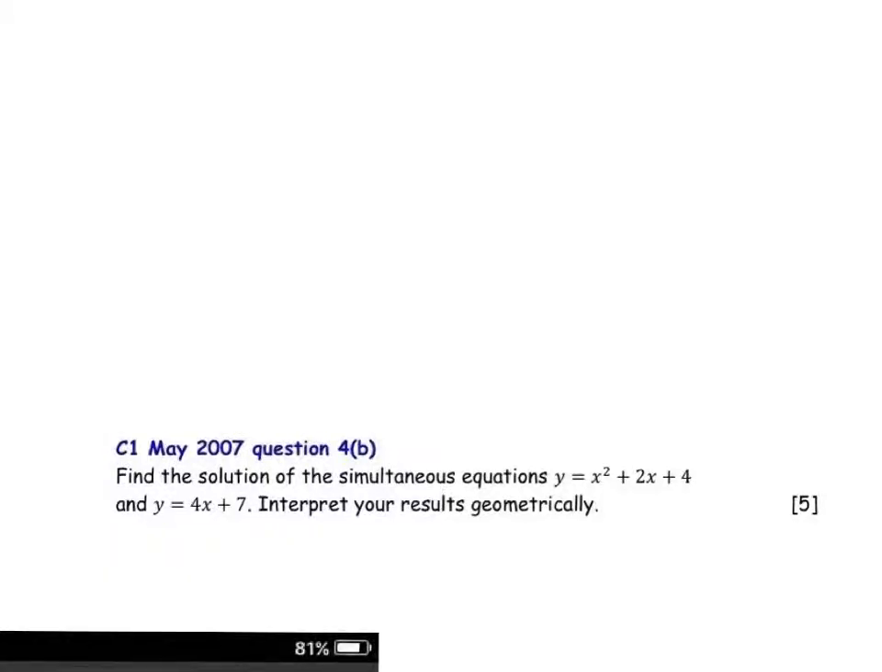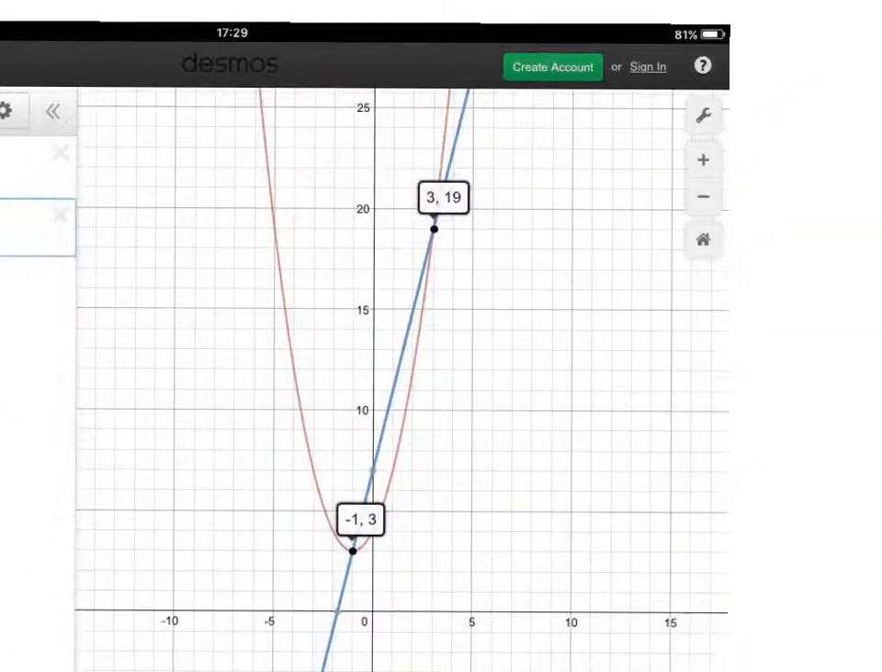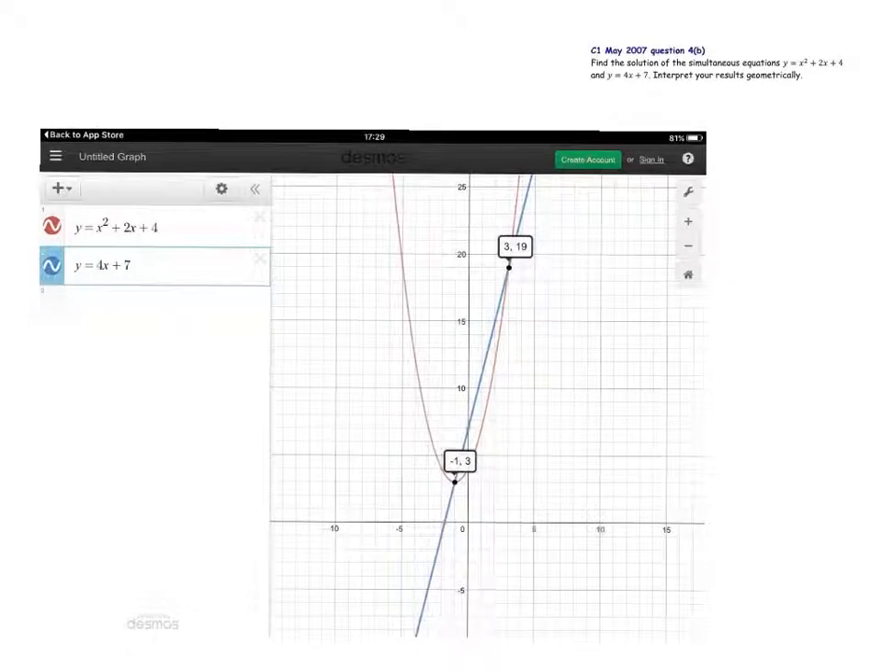Okay, so going back to our work from the start of the year, where we are looking at the solution of simultaneous equations of something like y equals x squared plus 2x plus 4 and the line y equals 4x plus 7. Now we know that it's going to look like a curve and a line intersecting it. In fact, if I want to have a look at what the solution is using a website called Desmos, we can see exactly what the coordinates are because it will do all that work for you.